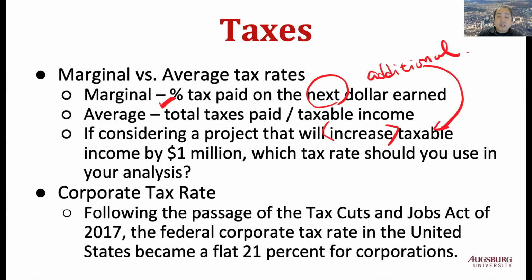But from 2017, you don't have to worry about these differences, especially for corporations, because after passing the Tax Cuts and Jobs Act of 2017, the federal corporate tax rate in the United States became a flat 21%. So both the marginal and average tax rates are always 21% for the federal tax purposes. You still have different tax laws at the state level, but at least at the federal level, the corporate tax rate is always 21%.